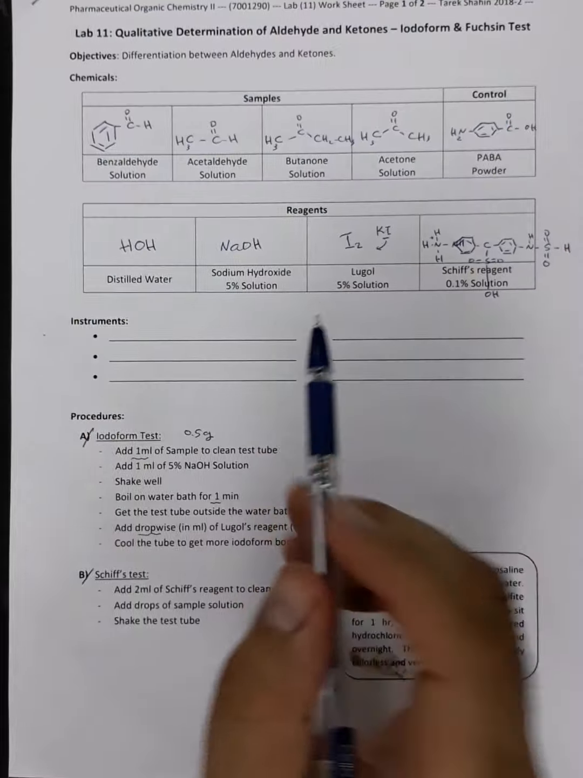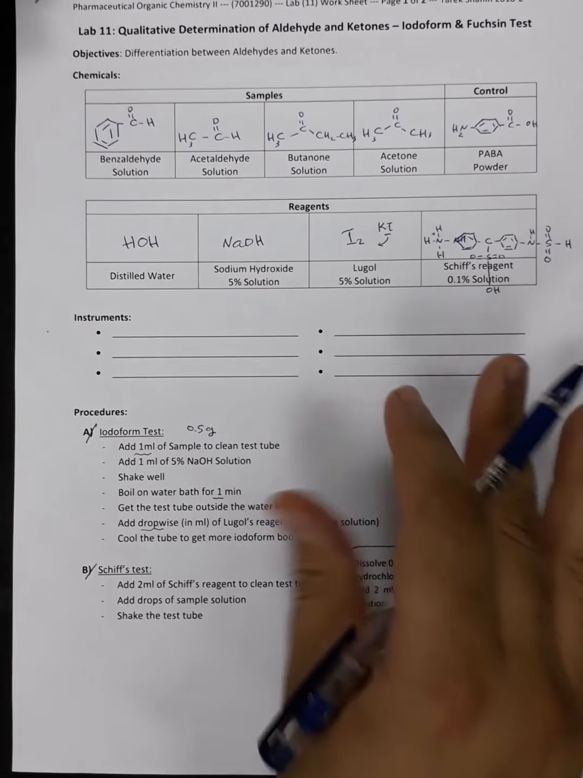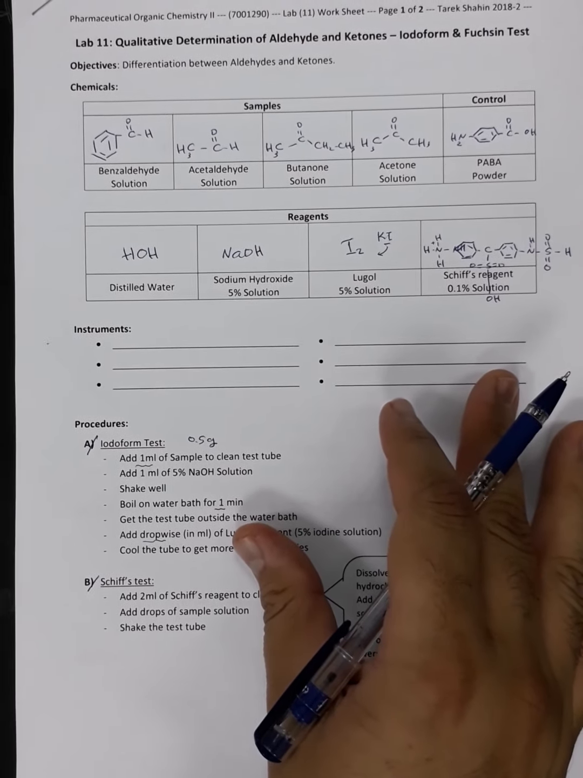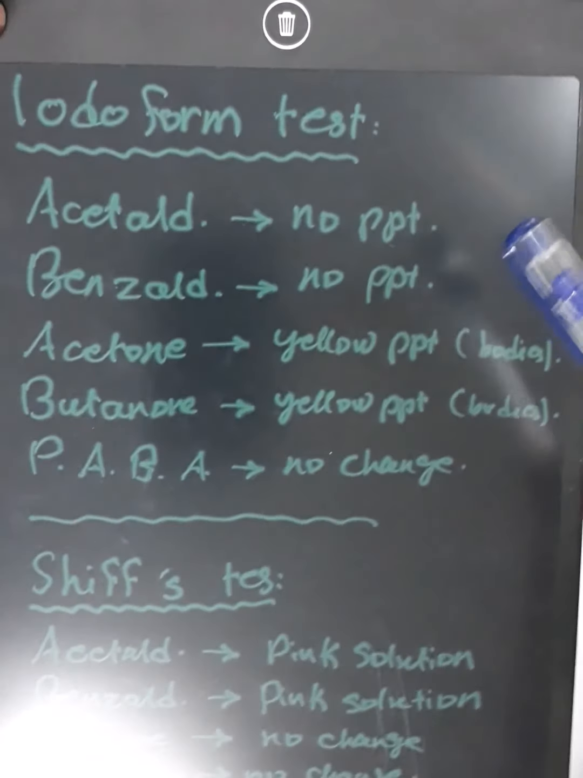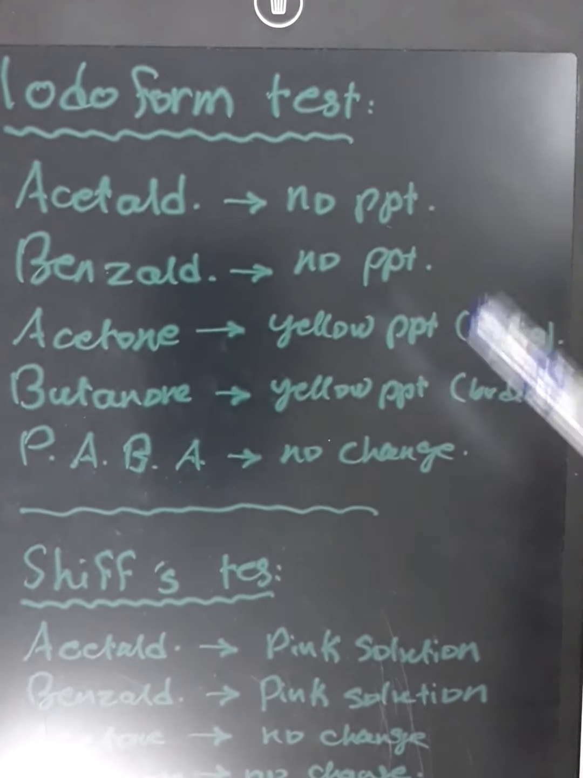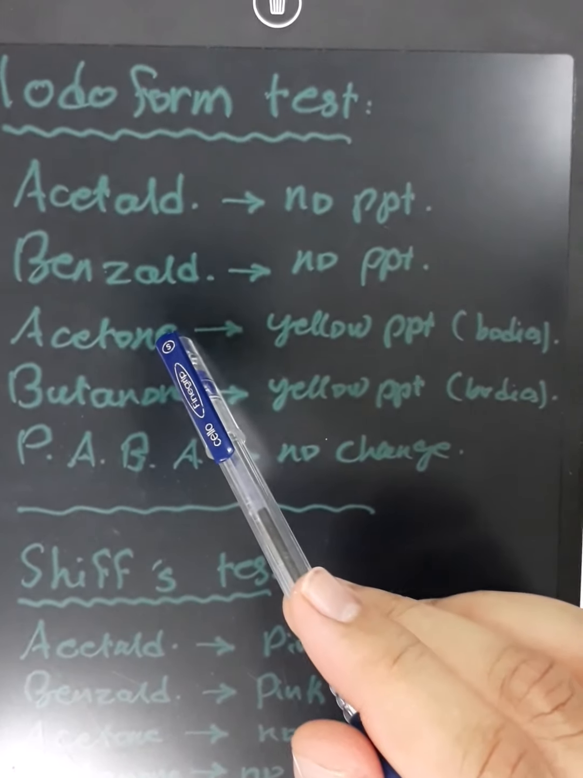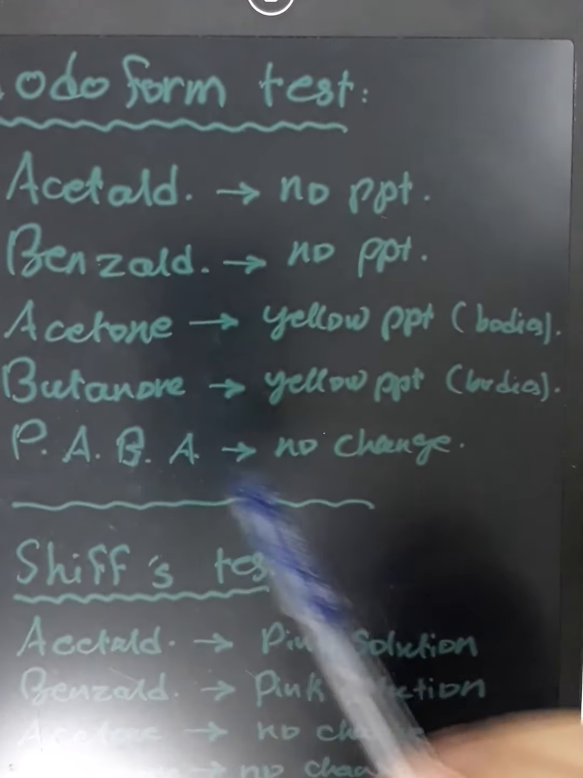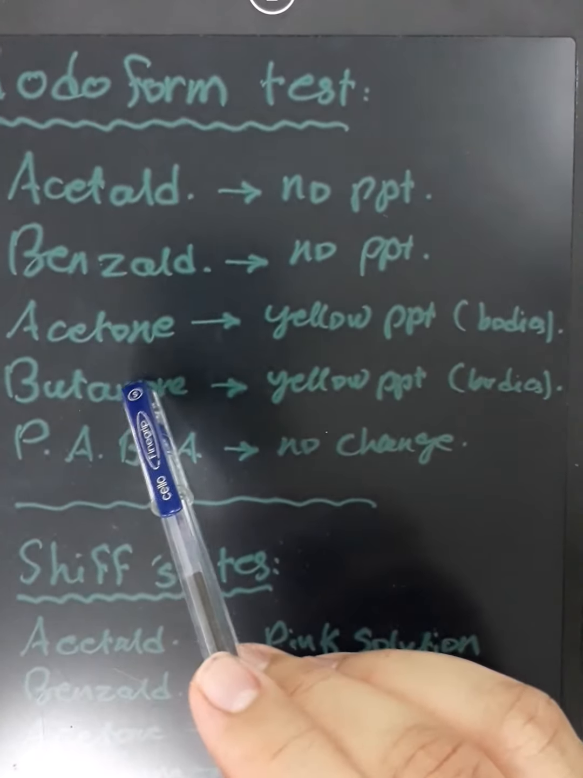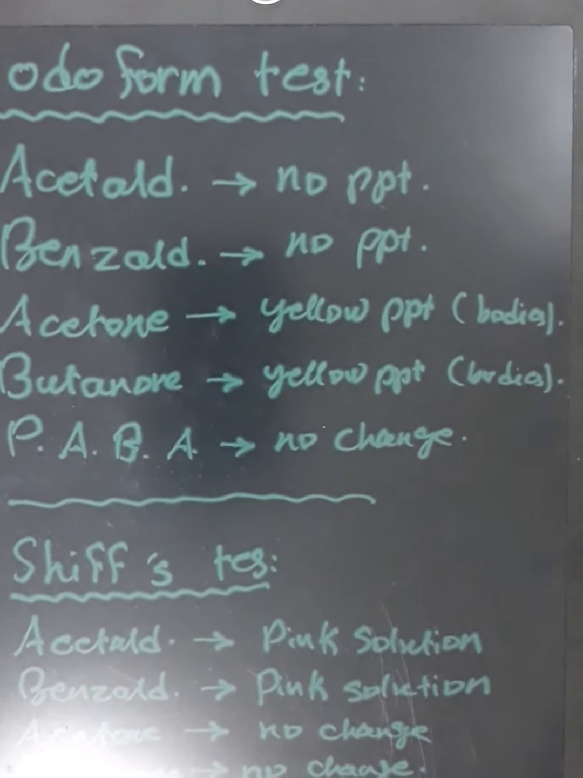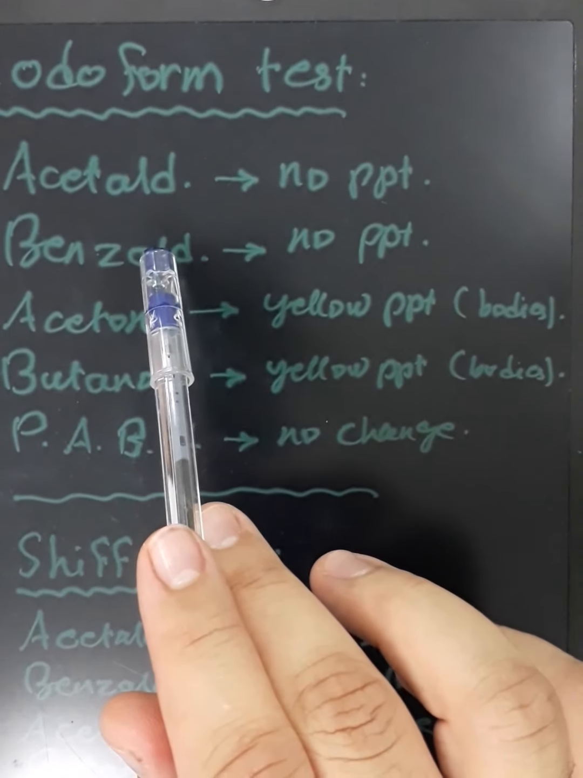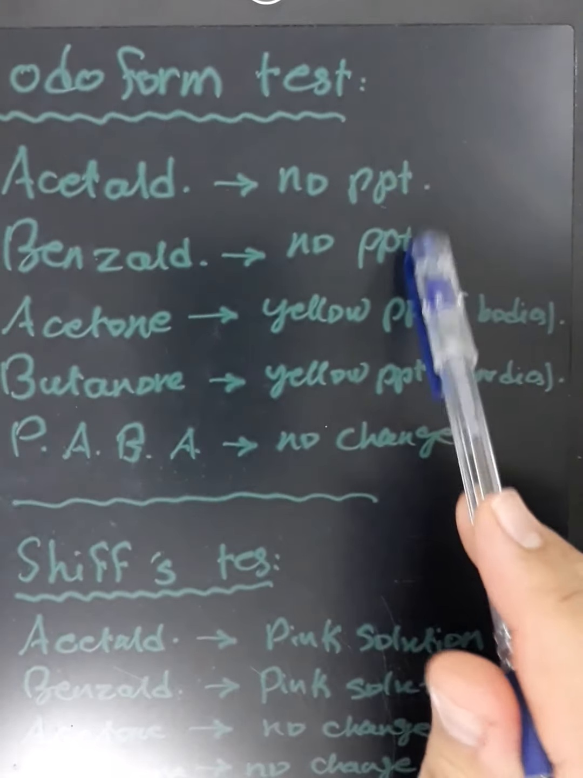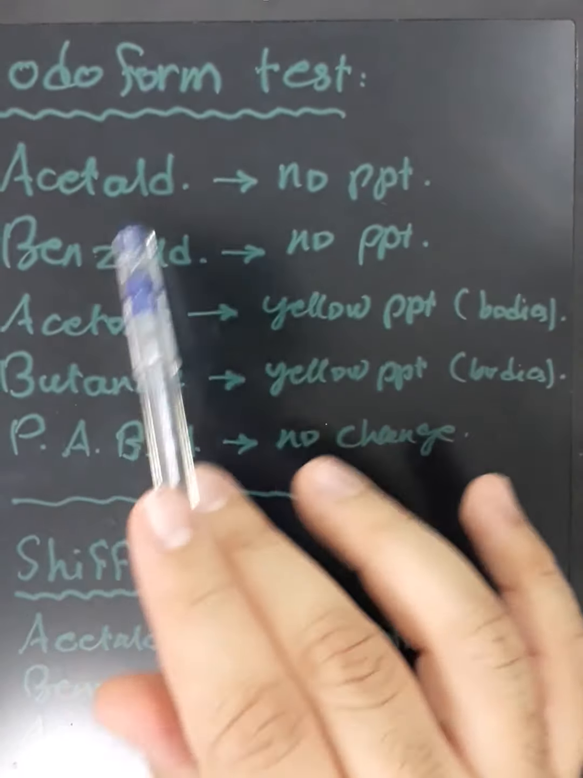Stay with me. Back again, we're already done with the practical experiment. Now we are going to understand the results and interpret them. So here is the board of our results. We will find that in the iodoform tests, the positive result occurred only with acetone and the butanone. Okay, they both belong to the ketones. That's why they will give positive with the iodoform tests. While acetaldehyde and benzaldehyde, they are aldehyde in nature. That's why we got no change in both of them.